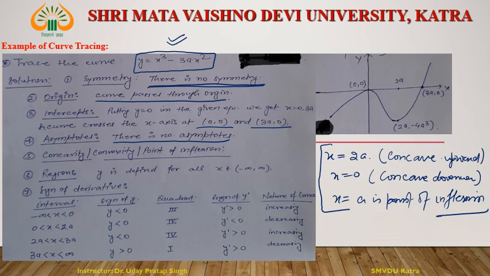Okay, now verify what is the region. Now check x from minus infinity to infinity. This y is defined. Y is equal to x cube minus 3ax square. For all the values of x from minus infinity to infinity, y is valid, right? Y gives a real number. Therefore, y is defined for all x from minus infinity to infinity.